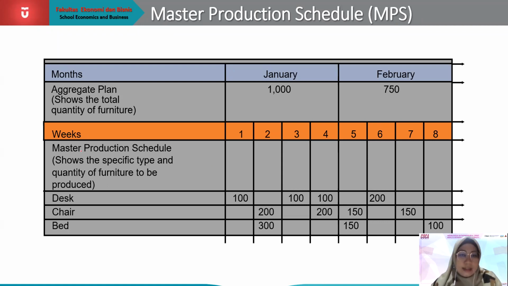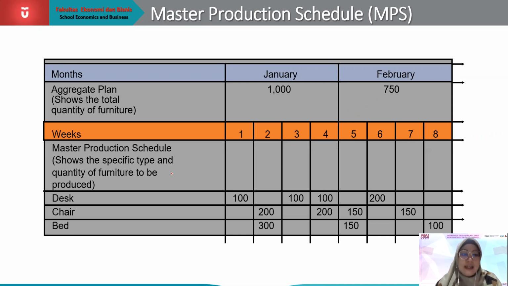If in aggregate we only have information about the total quantity of a product, in this case I use a furniture product. For example, in January you will need to make 1000 furnitures, and in February you need to make 750 furnitures. So this is the aggregate planning. The information about the demand is so general, we cannot know what kind of furniture they need.